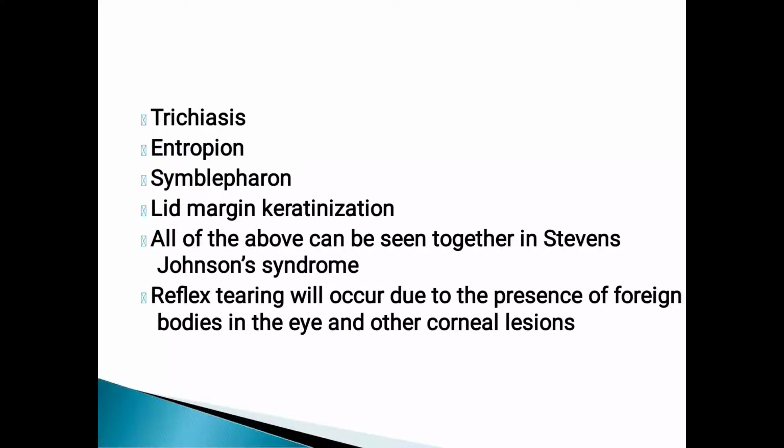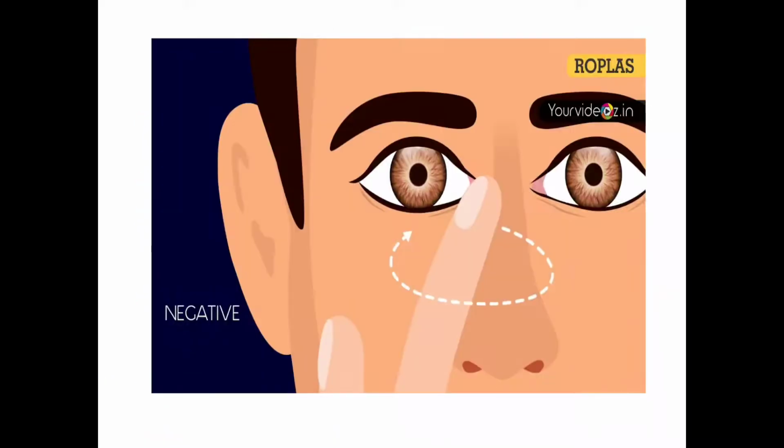Then we have to see local lid abnormalities like trichiasis, entropion, symblepharon, to see whether there is any cause of reflex lacrimation. Okay. So this is how you do the regurgitation test, friends. This is very, very important because it is a very simple test which will tell us whether there is any obstruction of the lacrimal system. It has 100% specificity. For example, what do I mean by that? If the test is positive, it means that there is obstruction in the lacrimal system.